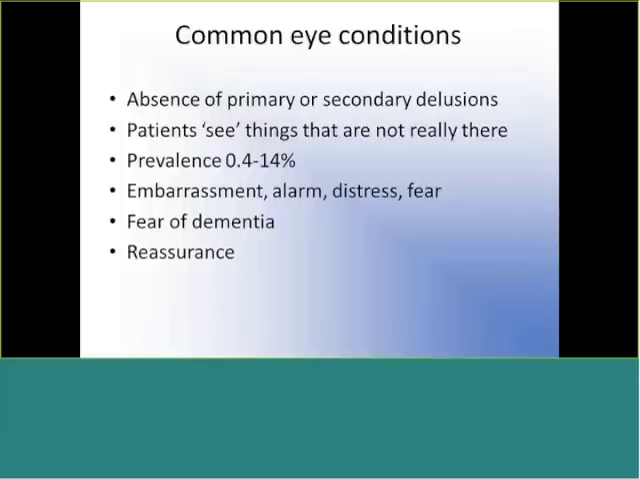But patients actually don't mention these to their GPs. And the reason they don't mention it is because they're petrified of being labelled as being demented, or of being labelled as having psychiatric problems. And it causes enormous embarrassment, enormous alarm, distress, and fear. And the one thing that GPs can do is actually reassure patients.